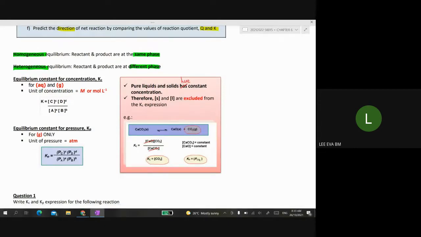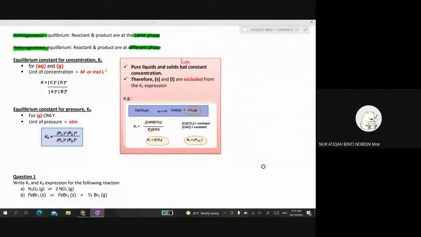Okay. So can you tell Madam, just now nitrogen, hydrogen, ammonia, are they homogeneous or heterogeneous? You're looking at your equation just now. Homogeneous. Why is it homo? Because all of them are gases.